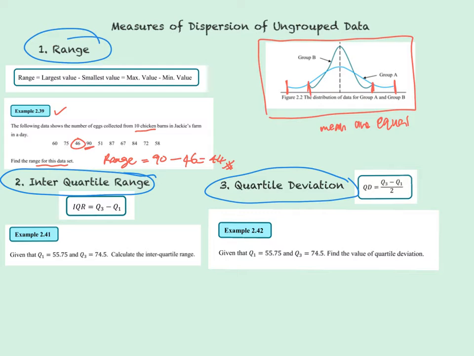Okay, so for interquartile range, under the assumption that you already calculated the value for quartile 3 and quartile 1, interquartile range is just simply you take the value IQR equals to quartile 3, 74.5, minus with quartile 1, 55.75. So you are going to get the answer for interquartile range. The value is 18.75.